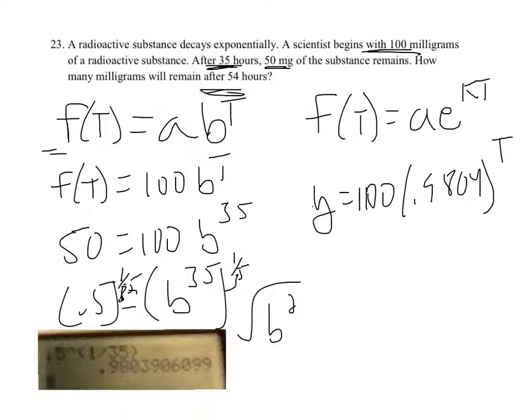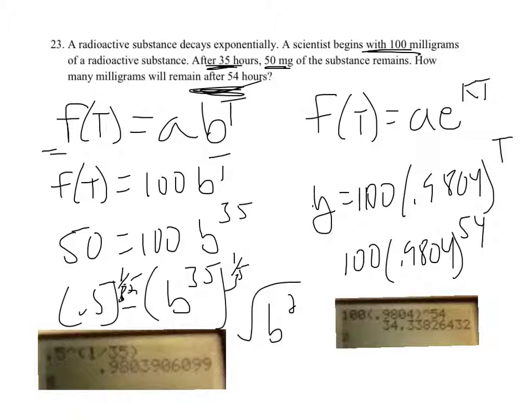So now how many milligrams should be left after 54 hours? So you're just going to replace the t with 54. And I'm getting about 34.3 milligrams. Okay, and it's that easy. I could have done that same thing with the exponential equation, the continuous growth model, and I would have had a different k, but I would have got the same answer.